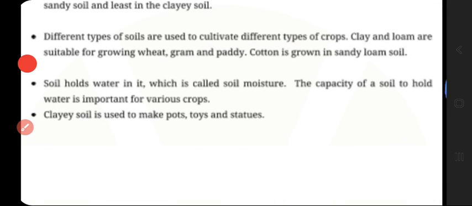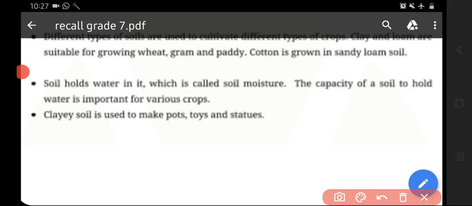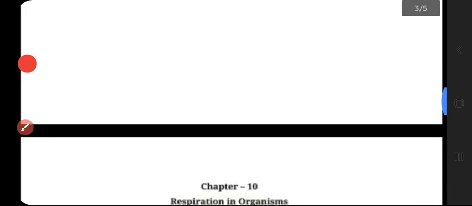Soil holds water in it, which is called soil moisture. The capacity of the soil to hold water is important for various crops. Clay soil is used to make pots, toys, and statues. So this is about chapter 9, soil.